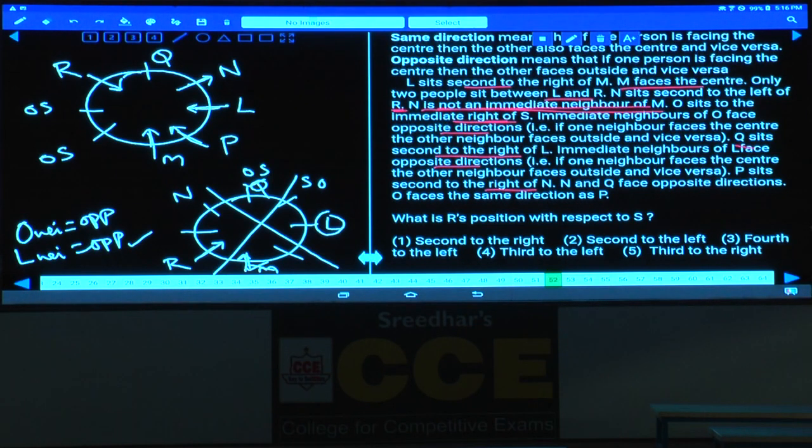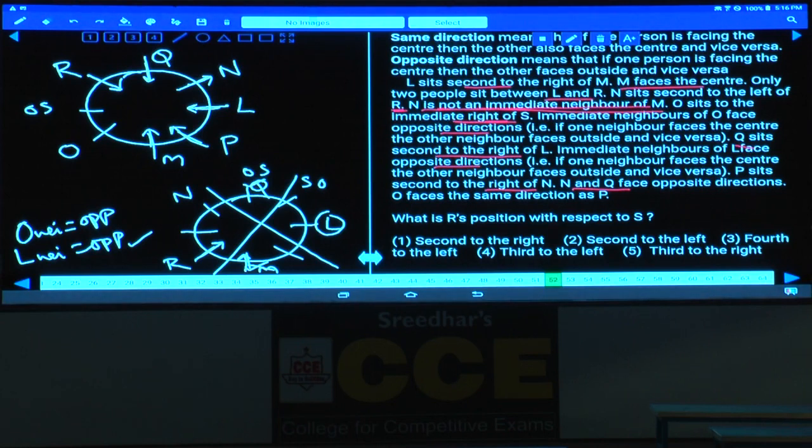And O's neighbors are opposite directions. N and Q face opposite directions. As N and Q are facing opposite, N is away, Q must be towards the center. N and Q opposite. O faces the same direction as P. O and P are facing the same direction. As O and P are facing the same direction, P is center, O must also be facing the center. That means O must be at this place.